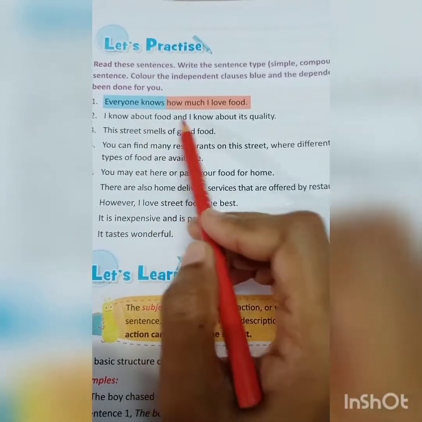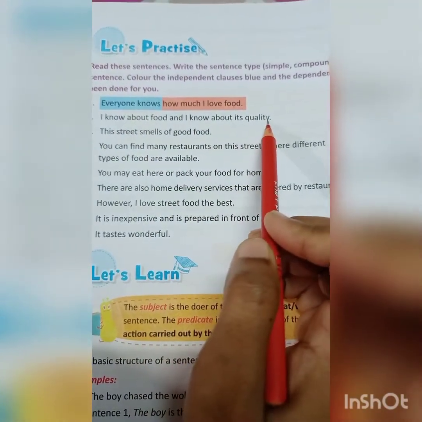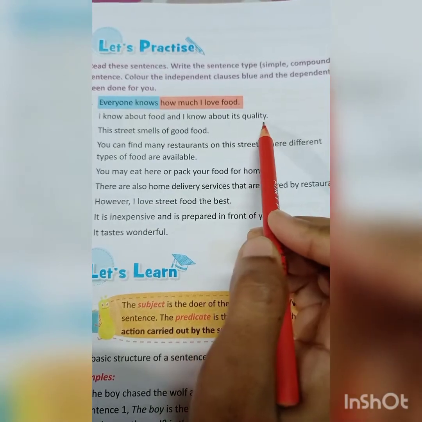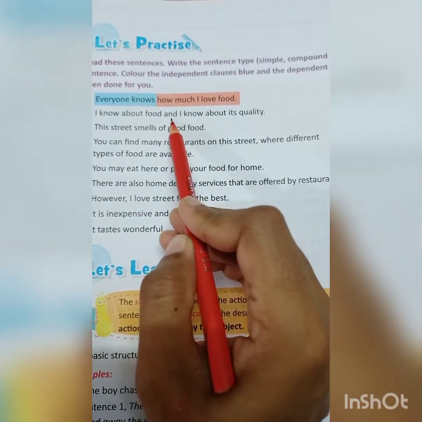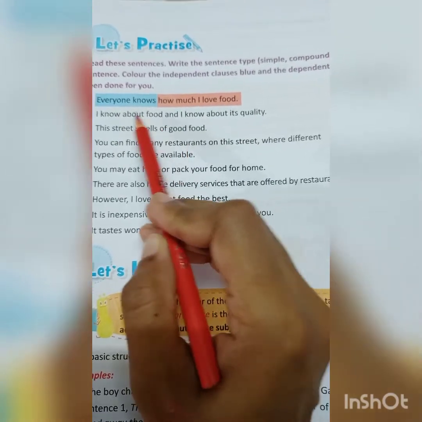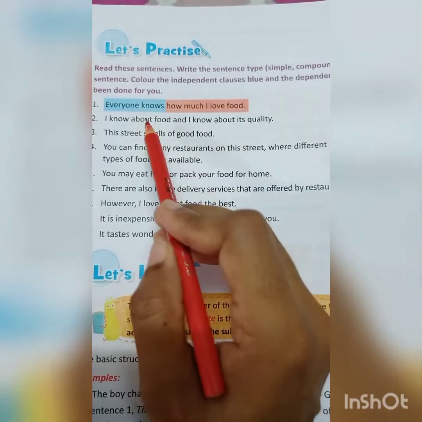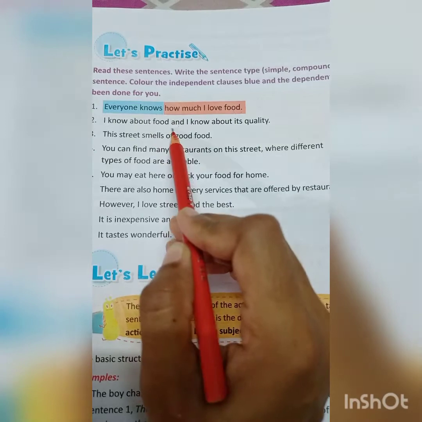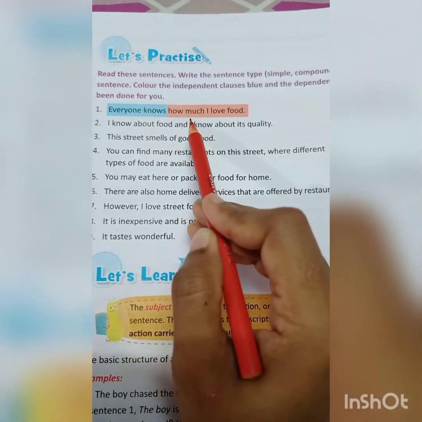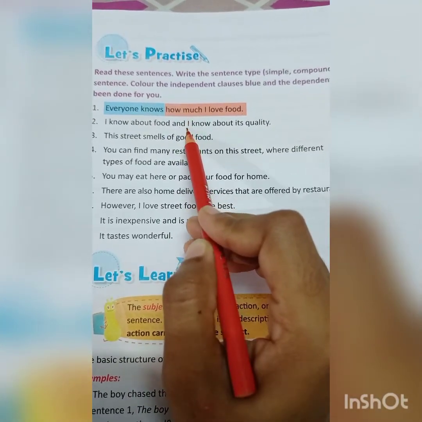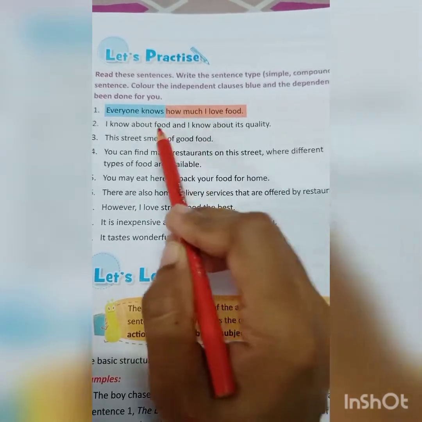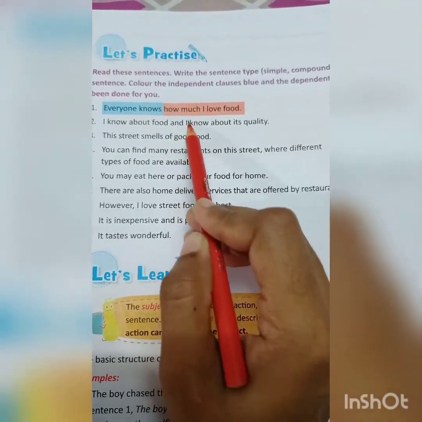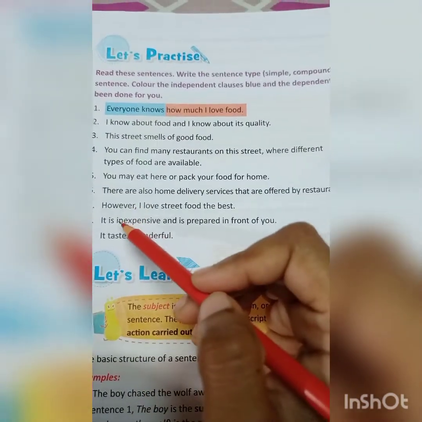I know about food and I know about its quality. This is what? Compound. How can you identify? See, a conjunction is there. Another thing, two independent clauses. I know about food. This is one part of the sentence. I know about its quality. This is another part of the sentence. Both these independent clauses are joined by the word and, a conjunction.